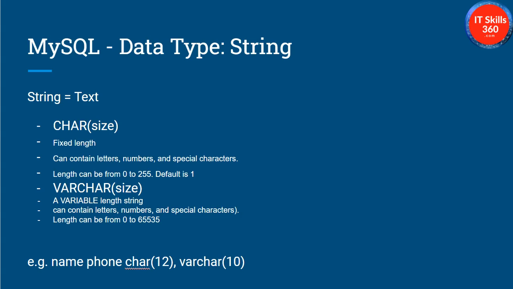Now where do you use this? Well, think about a phone number. A phone number is a character type. It's a string type of data that obviously will have a fixed length, at least in the US, that's how it is.